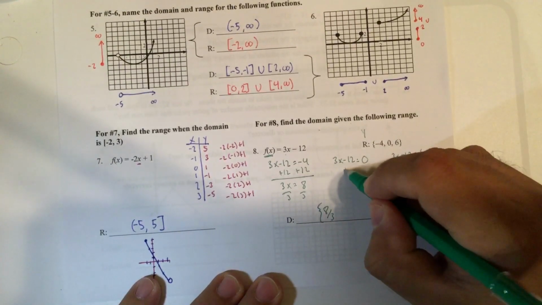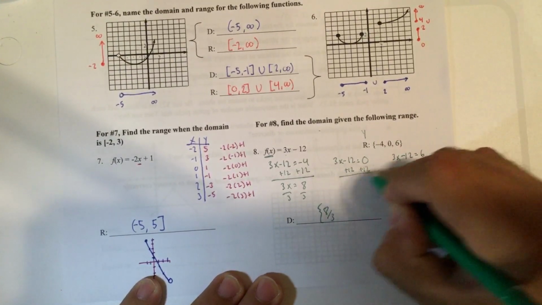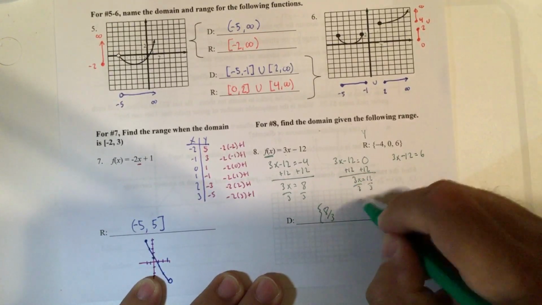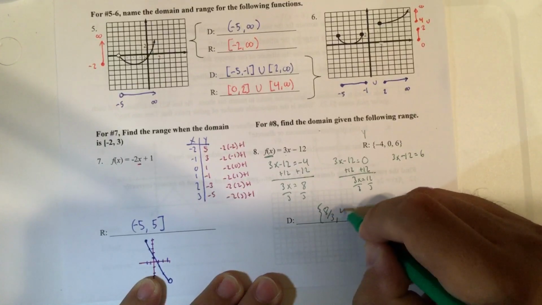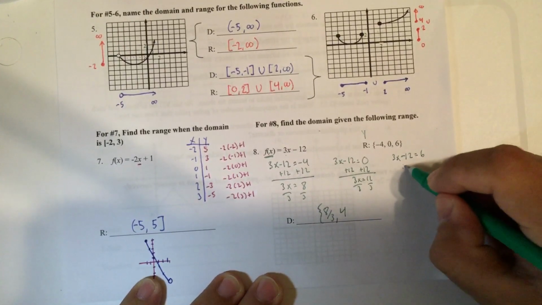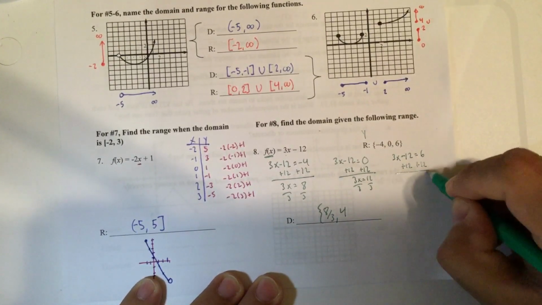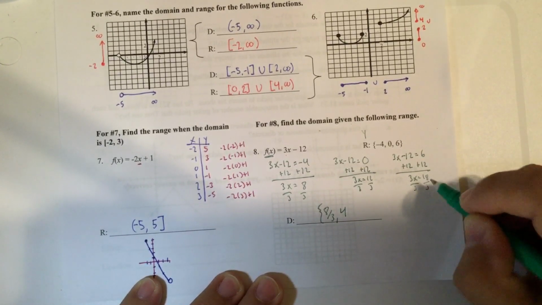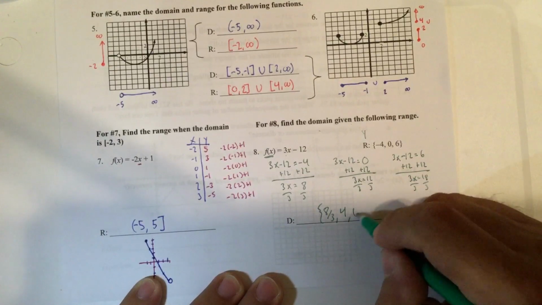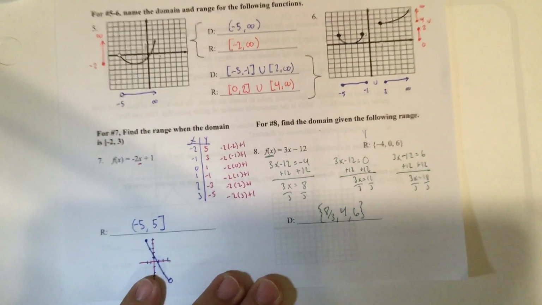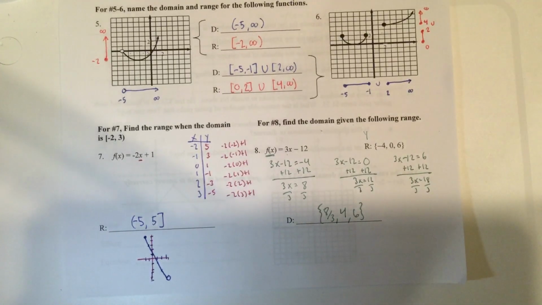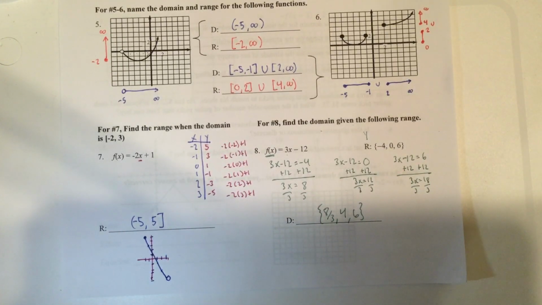Same process, we're going to add 12 to the other side. I'm solving the second one now. 3x equals 12. Divide both sides by 3. And this time, 12 divided by 3 is 4. And the last one, we're going to do the same thing. We're going to start by adding 12. 3x equals 18. Divide by 3. And x equals 6. And there is your list of numbers in the braces, which is going to be your domain for number 8. All right, let's keep going.